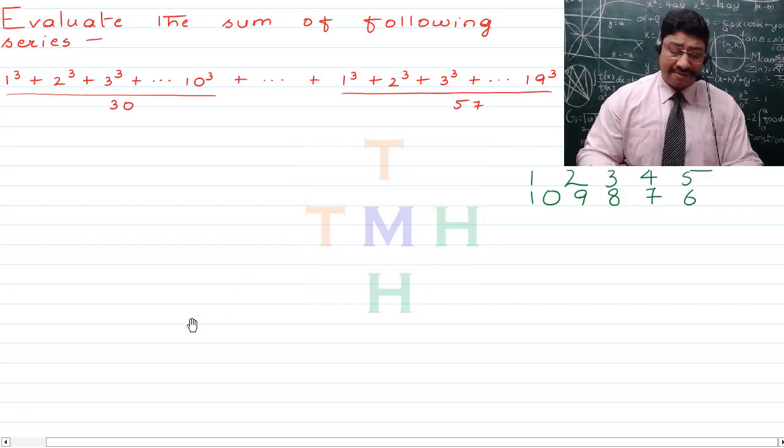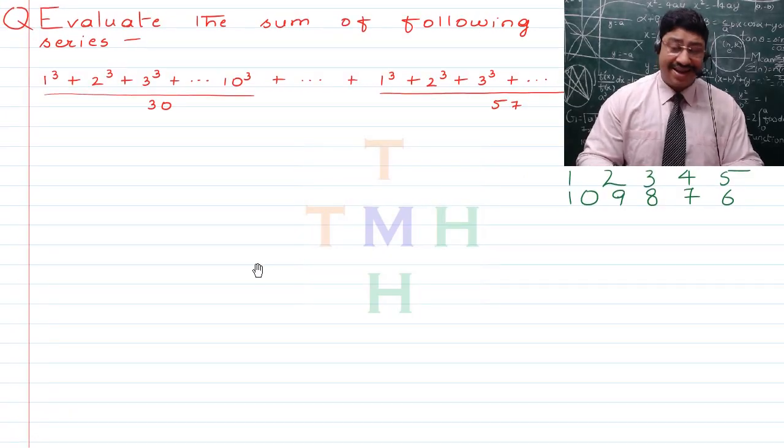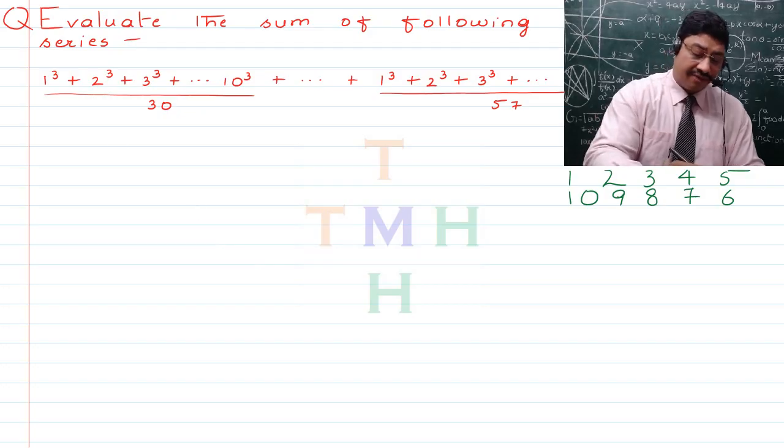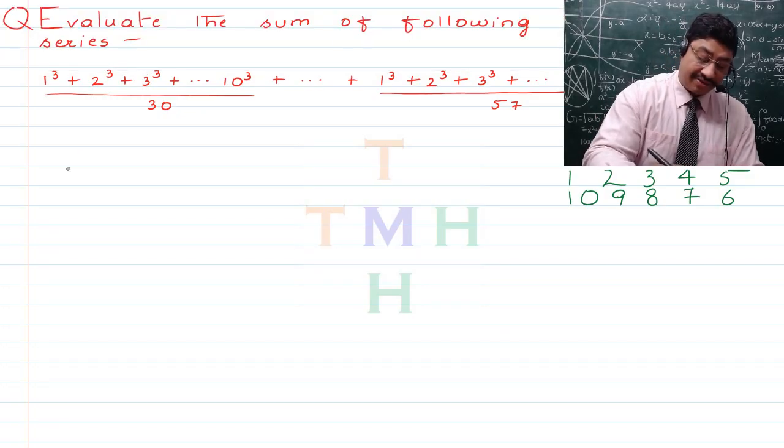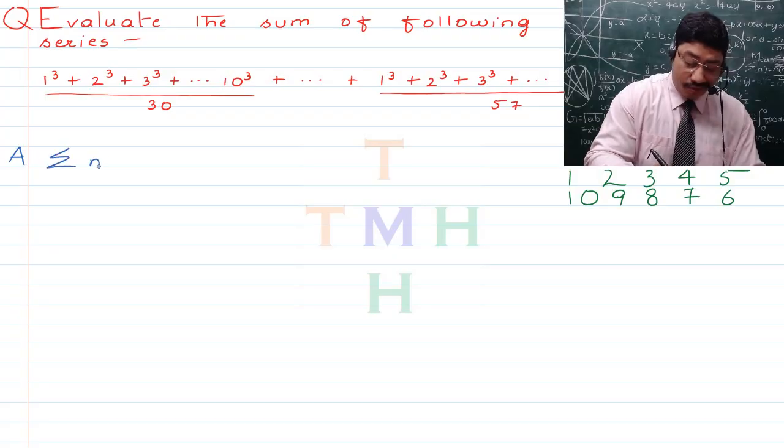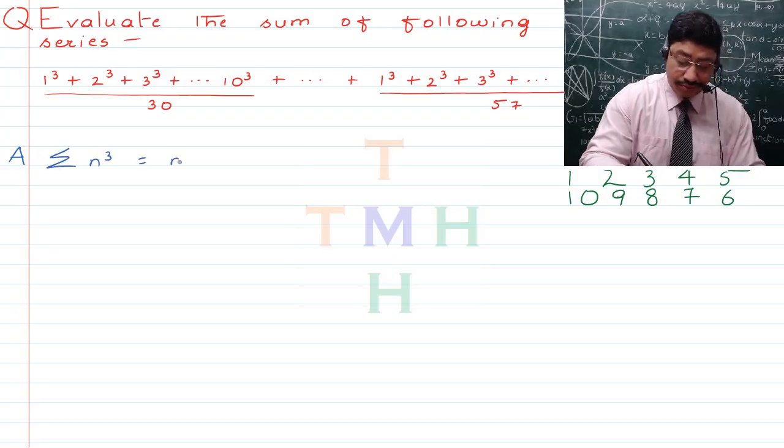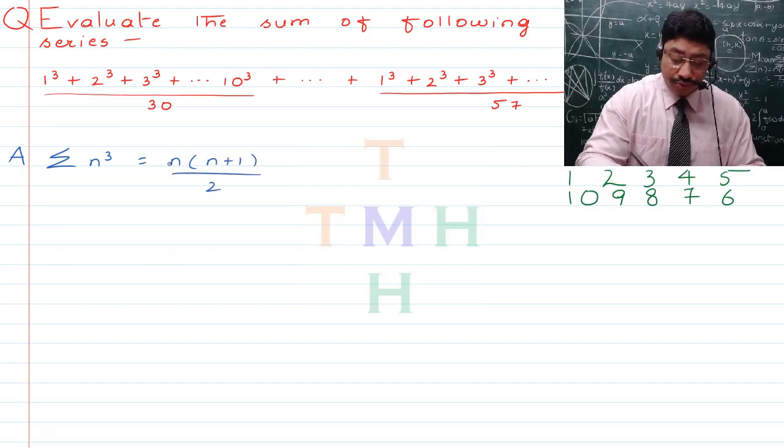So obviously this matches with what we've just studied, that means sigma n cube. So first we will talk about the formula that we have studied. That is, we will say that, as we know, sigma of n cube is equal to n times n plus 1 upon 2, whole square.